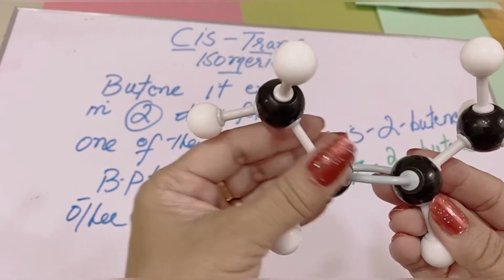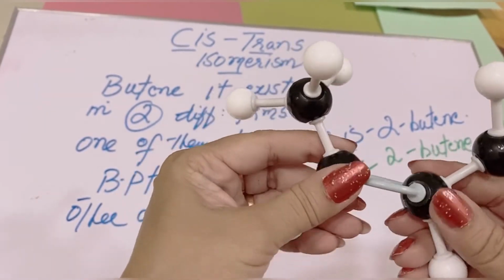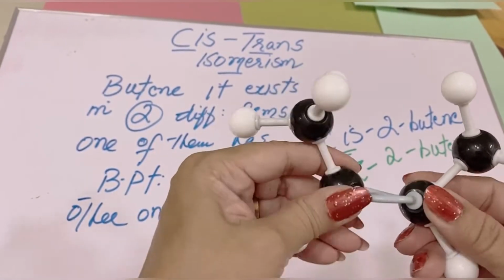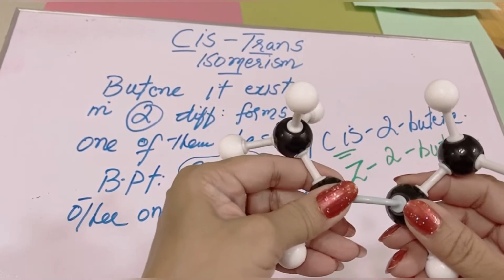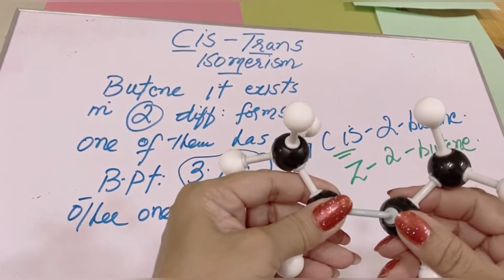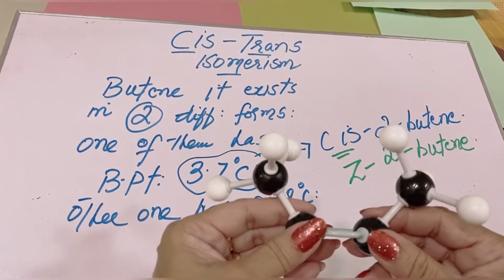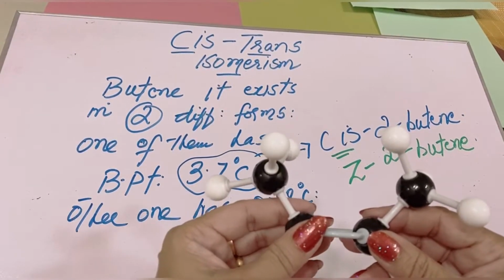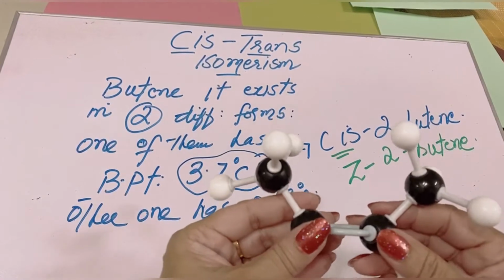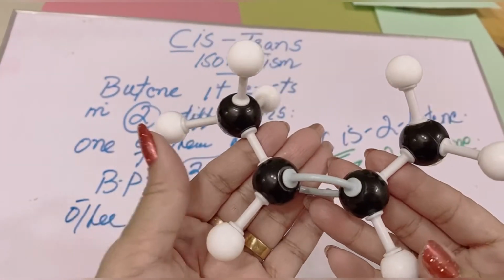Now the double bond, there is a barrier to rotation. You cannot rotate them. It's very difficult to rotate, to break the pi bond, right? This is one point that has to be kept in mind when we are dealing with these isomeric forms, that is cis-2-butene or Z-2-butene. Now it is called cis-2-butene or Z-2-butene.